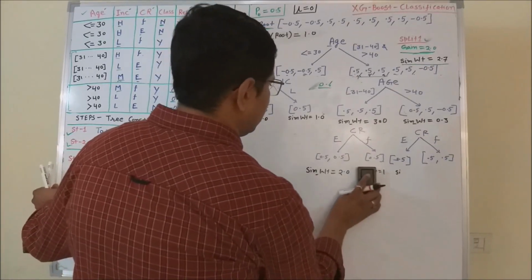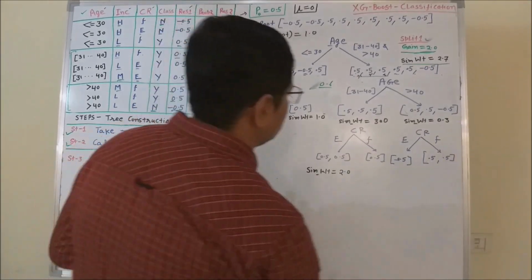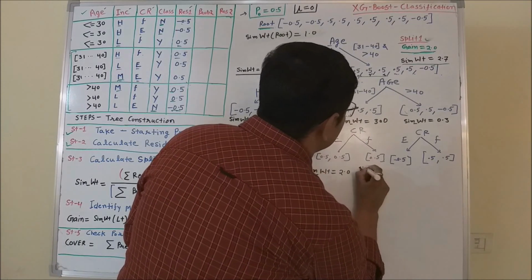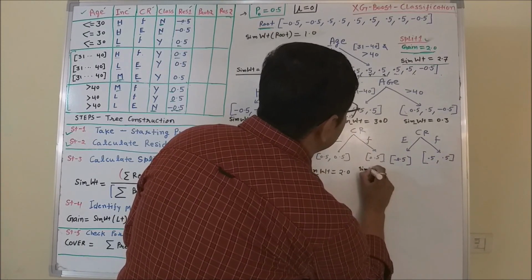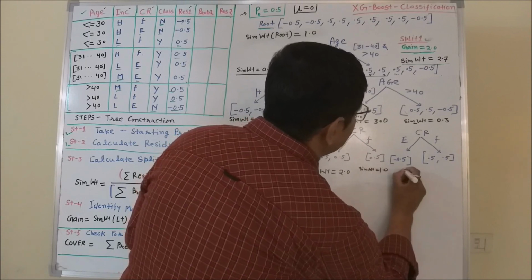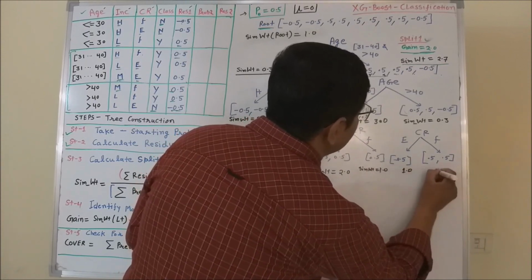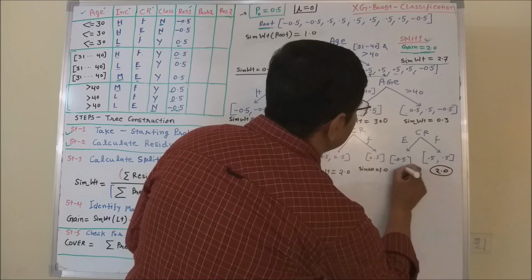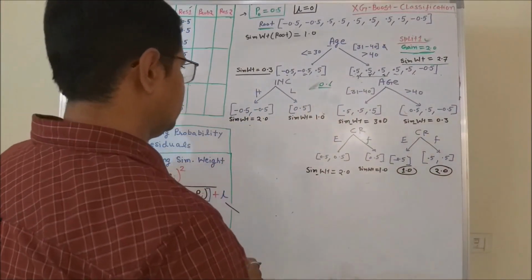I am writing this shorter. Similarly here the similarity weight equal to 1. Here again it will be 1.0 and again here it will be 2.0. So these are the similarity weights.